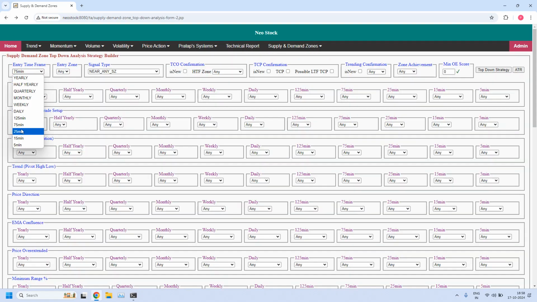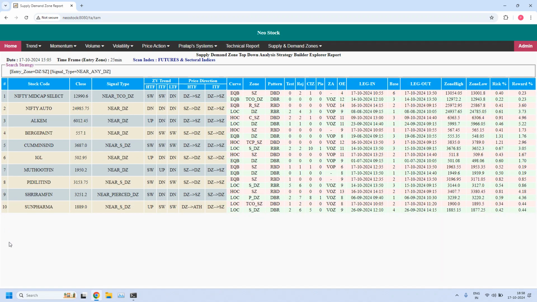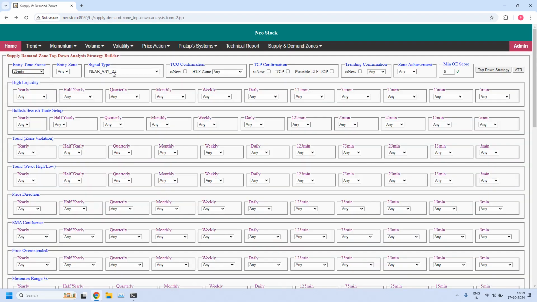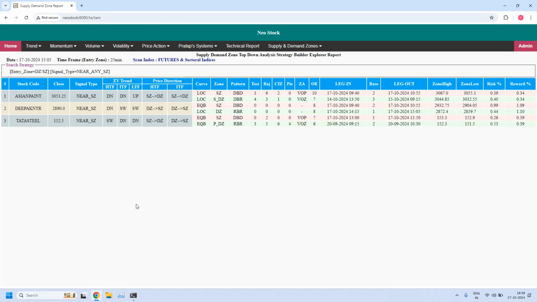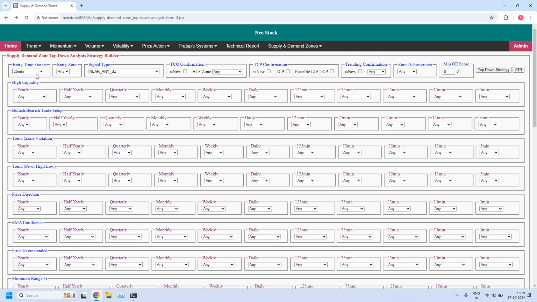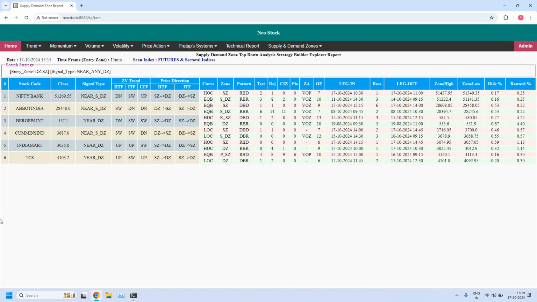Next time frame is 25 minutes. Let's find the stocks near 25 minutes demand zone. 10 stocks are filtered. Next, for 25 minutes time frame, let's find the stocks near 25 minute supply zone. 3 stocks are filtered. Next time frame is 15 minutes. Let us find the stocks near 15 minutes demand zone. 6 stocks are filtered.